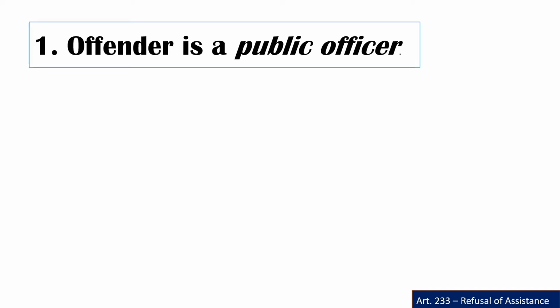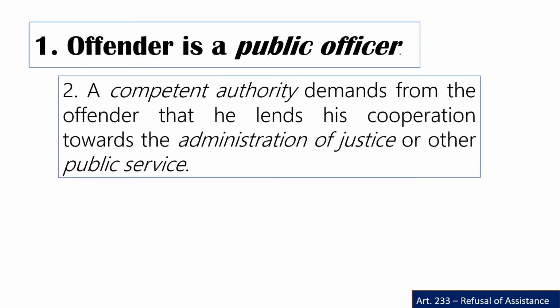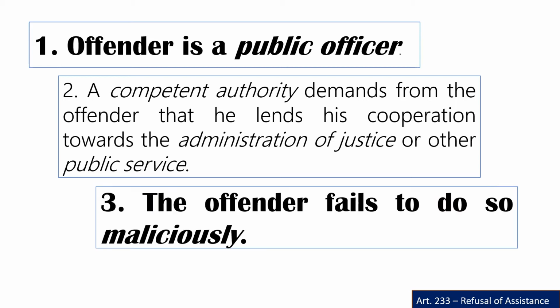So let's go now to Article 233, that is your refusal of assistance. So what are the elements? Again, the offender is a public officer. And what happened? There was this competent authority. He demands from the offender or from that public officer that he lends his cooperation towards the administration of justice or other public service. But itong si public officer, he fails to do so, and he fails to do that maliciously.